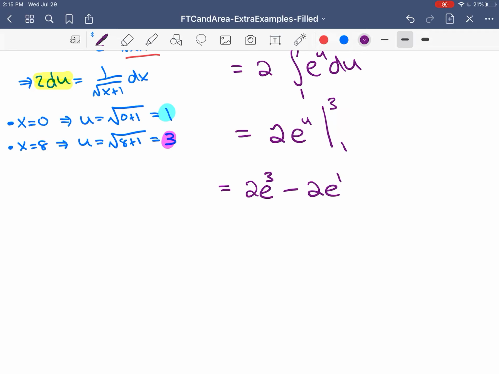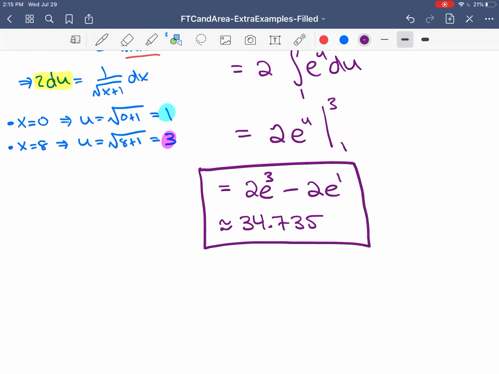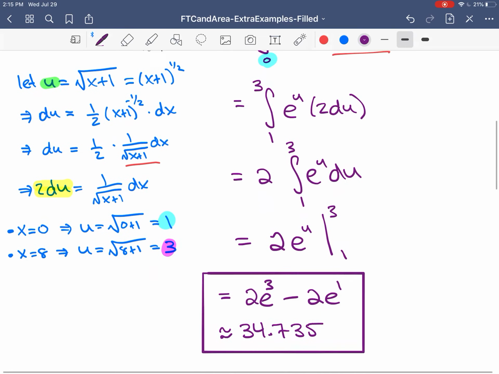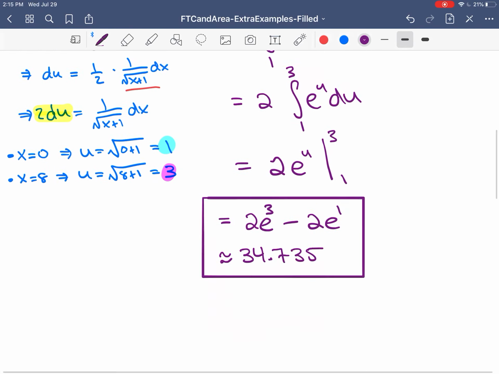If I compute that, you don't have to, you get something approximately 34.735. You could leave it as either. I actually prefer it with the e's, but if you want to change it to decimal, that's what the decimal would be. So that was another example using substitution on a definite integral.